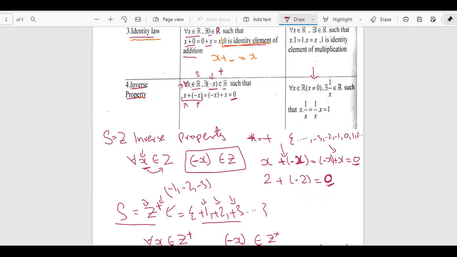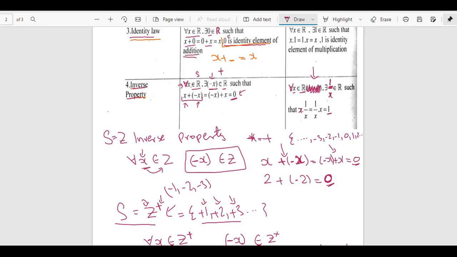Now we have discussed this for addition. For multiplication, it is similar. It says, for all x belonging to R, which means for every element in the set of real numbers, excluding zero for a moment, as it's a condition, we need to have 1/x such that when you multiply your element with 1/x, you get 1. Do you see that 0 is the identity element in addition?